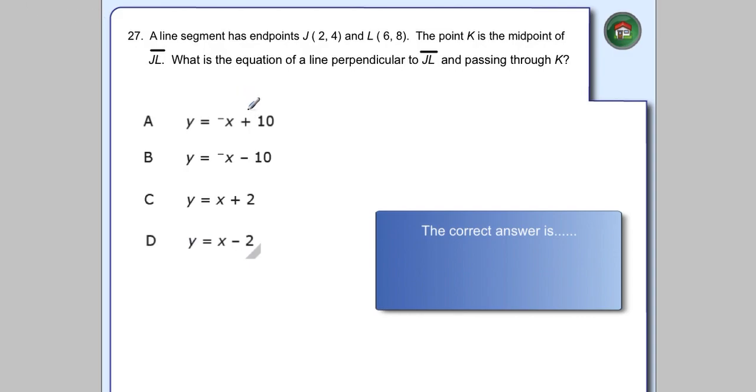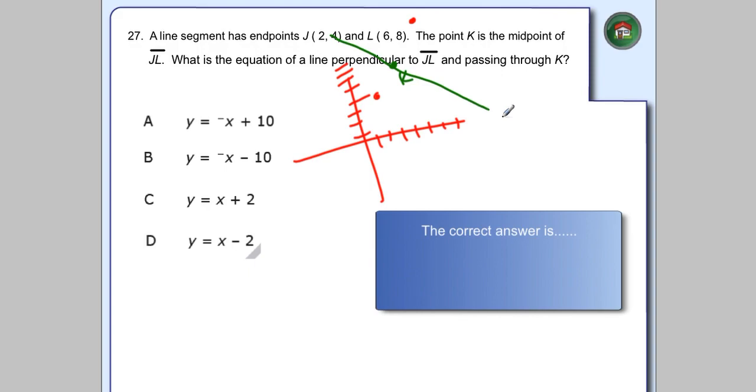All right. Now this one, a line segment has endpoints 2, 4, and 6, 8. The point K is the midpoint of JL. So J is at 2, 4, which would be somewhere here. And then 6, 8 would be somewhere, this is bad, but 6, 8. So I'm trying to find the midpoint that's about right here. The point K is the midpoint of JL, so that's K. What is the equation of a line perpendicular to JL and passing through K? So what I'm looking for is a line perpendicular to JL, but it passes through that value.